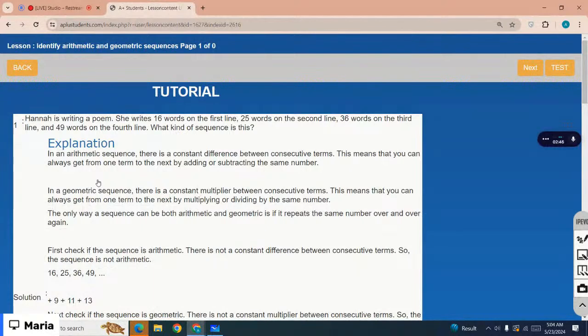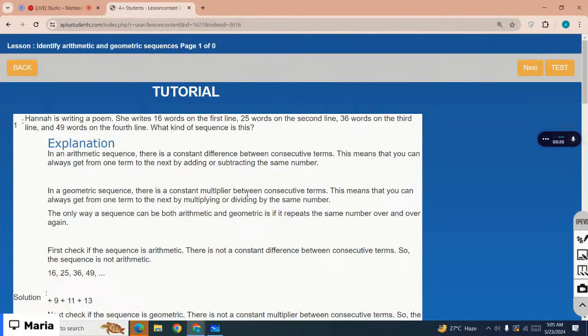Okay, the first one is: Hannah is writing a poem. She writes 16 words on the first line, 25 words on the second line, 36 words on the third line, and 49 words on the fourth line. So, what kind of sequence is this? The numbers in the sequence are 16, 25, 36, and 49, right? Let's see if the sequence is arithmetic or geometric.